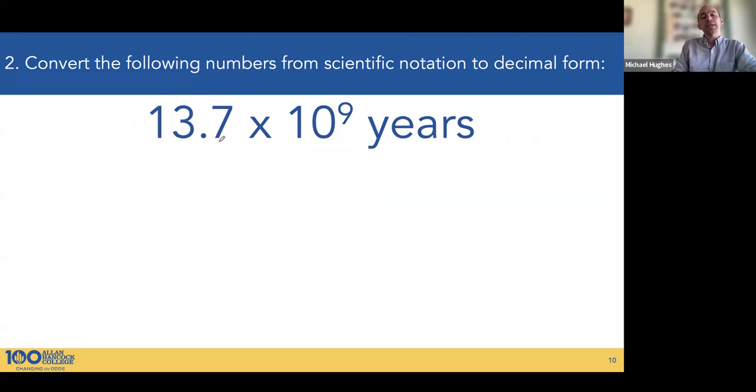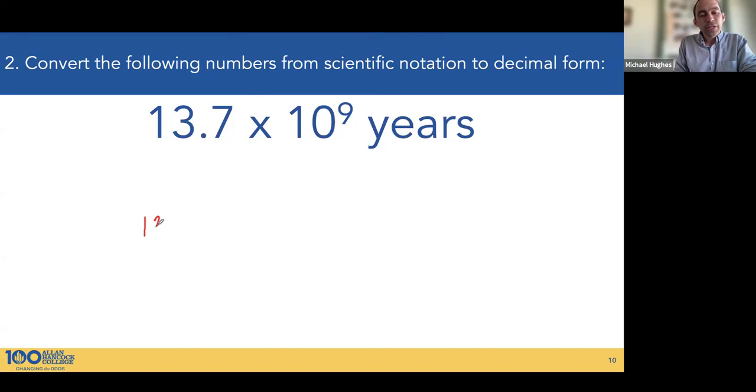So 13.7 times 10 to the 9 years. This one comes from a textbook. It's written as the age of the universe. This should be 1.37 times 10 to the 10 years, but let's excuse the textbook's incorrect scientific notation writing. We'll move from this location 9 times.